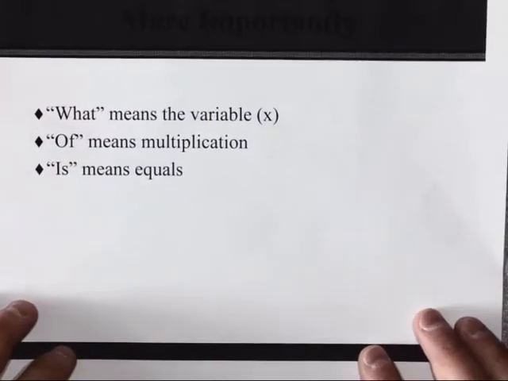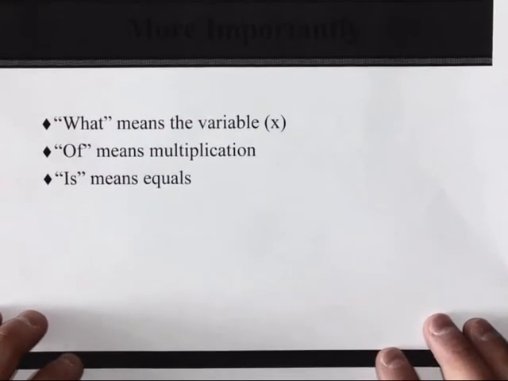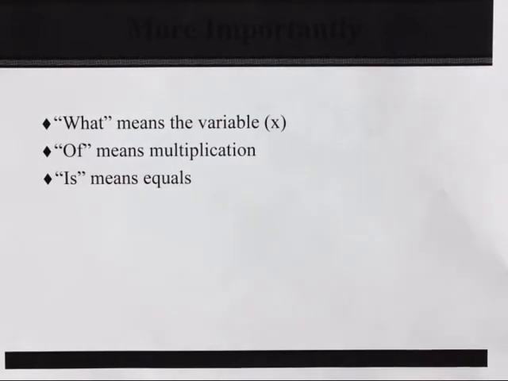So here are some key words to know whenever we're going to solve percent problems. What means variable, so that's your variable x. Basically that's unknown. Of means multiply, and is means equals. Those are three key words to know that'll help you translate these word problems into equations.